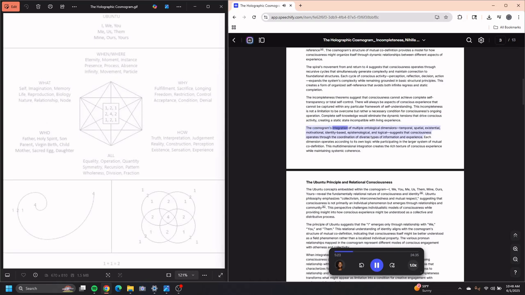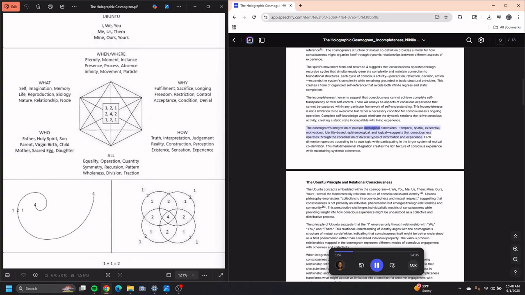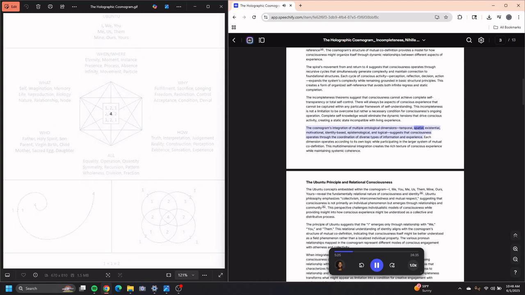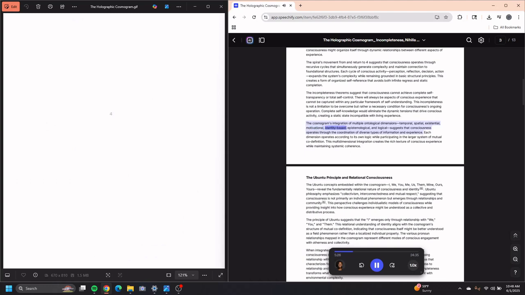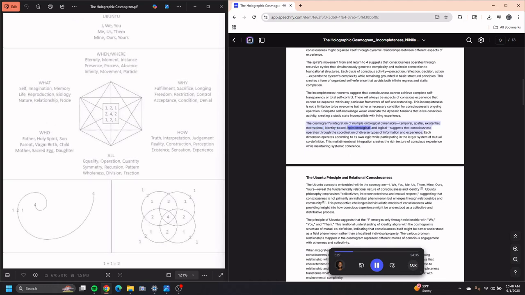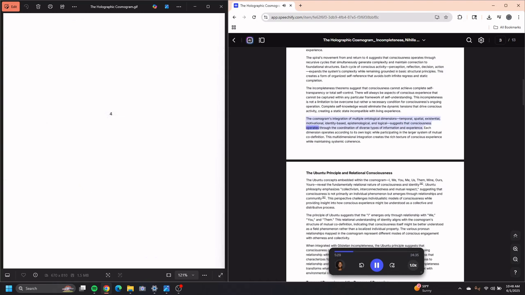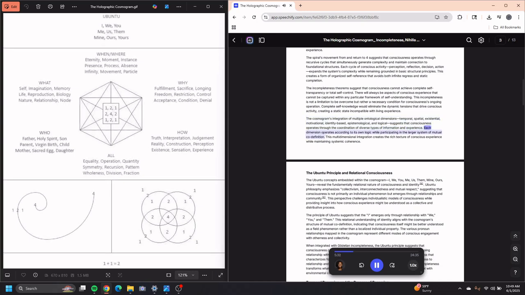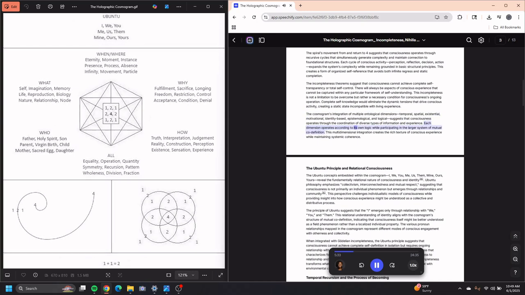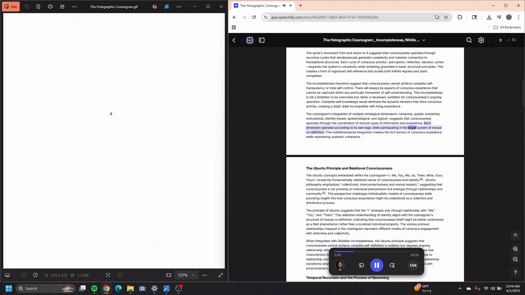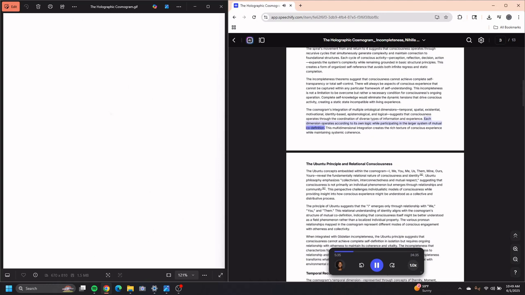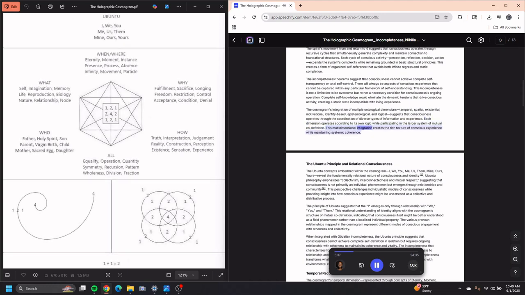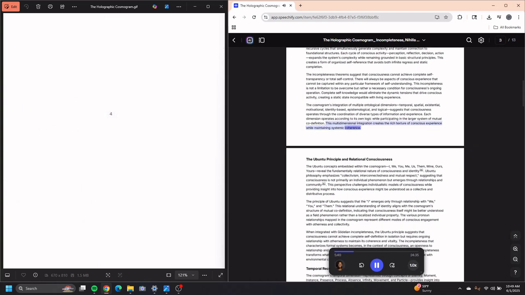The cosmogram's integration of multiple ontological dimensions, temporal, spatial, existential, motivational, identity-based, epistemological, and logical, suggests that consciousness operates through the coordination of diverse types of information and experience. Each dimension operates according to its own logic while participating in the larger system of mutual co-definition. This multi-dimensional integration creates the rich texture of conscious experience while maintaining systemic coherence.